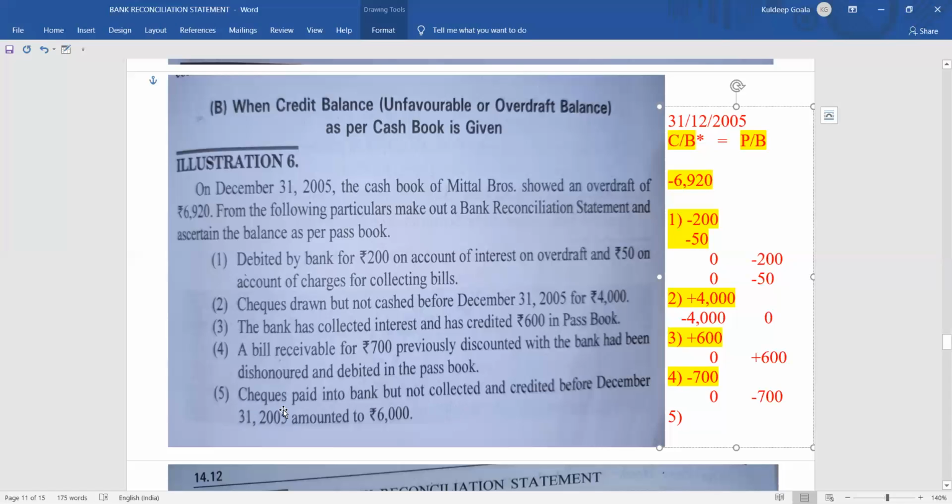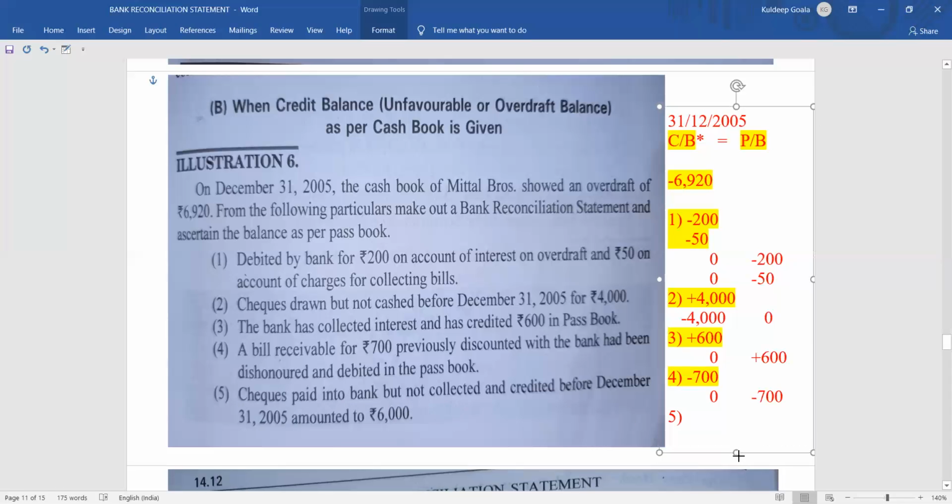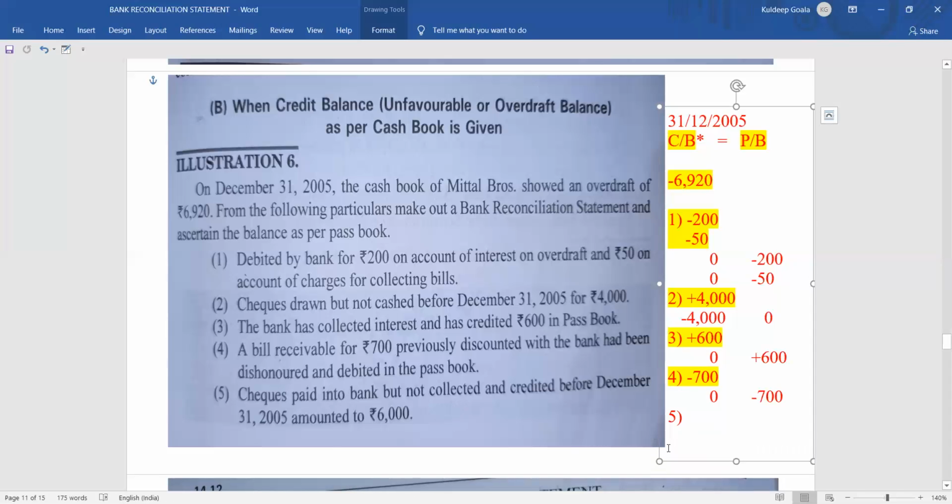So coming to the next point: check paid into bank but not collected and credited before December. The check was paid into the bank. As soon as we pay in the bank, we immediately add the money in the cash book. You might have seen that in the cash book, we immediately add it. Check paid into bank but not collected and credited before 31st December 2005. What was the amount? 6,000. So as soon as we deposit in the bank, we write it in the cash book.